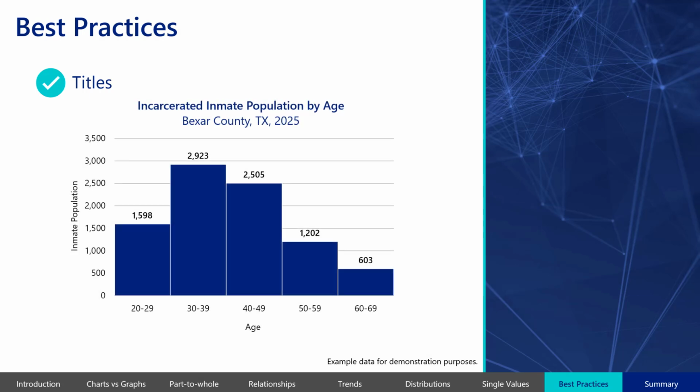Include titles or labels on the horizontal and vertical axes to define the scale and units of measurement. Titles on each axis of a visualization should be clear and concise, yet provide meaningful descriptions. For example, rather than using an axis title of age, a more descriptive title might be Inmate Age Group.